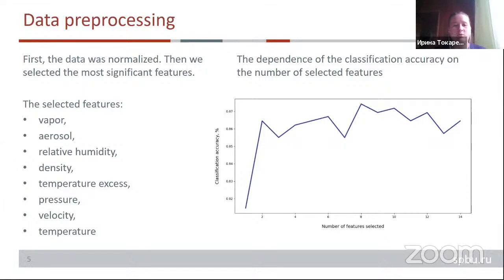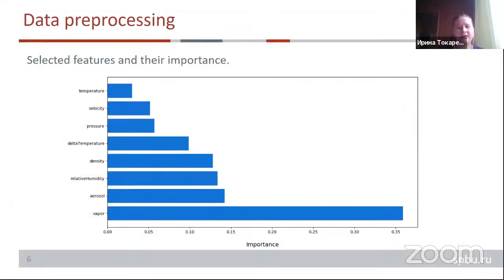First, we normalized the data, and then we selected the most significant features with the help of the recursive feature elimination algorithm. On the right, you can see the graph of the dependence of the classification accuracy on the number of selected features. As you can see from this graph, the maximum is achieved when using 8 features. Here you can see the importance of these features in the current task.